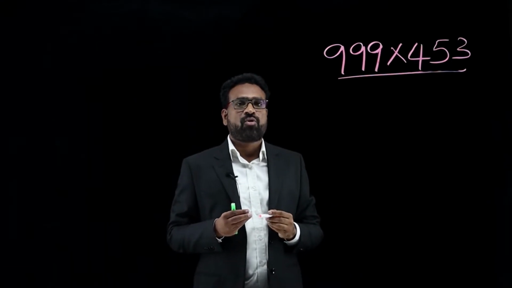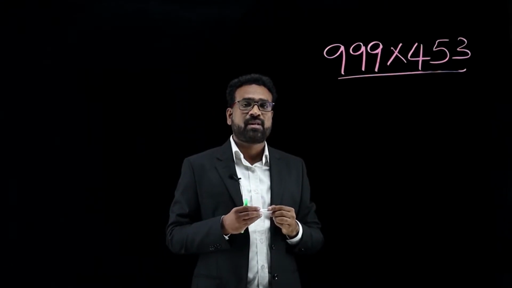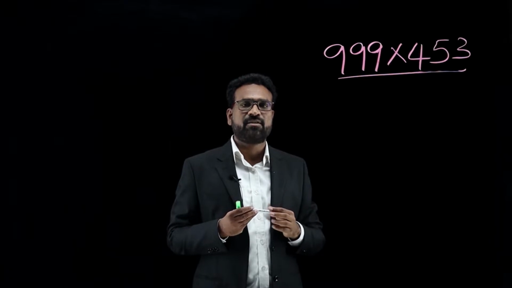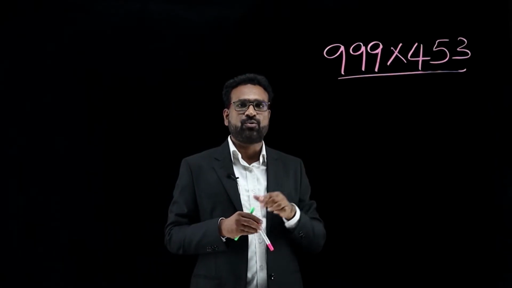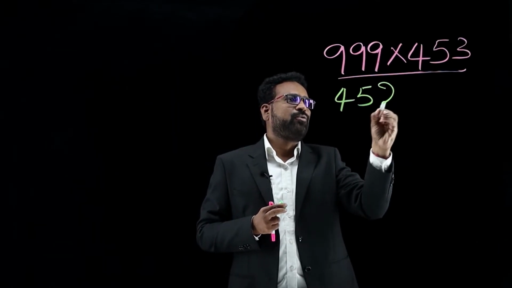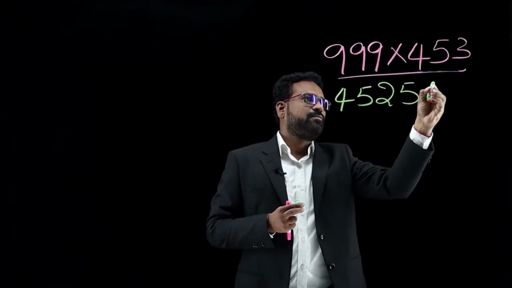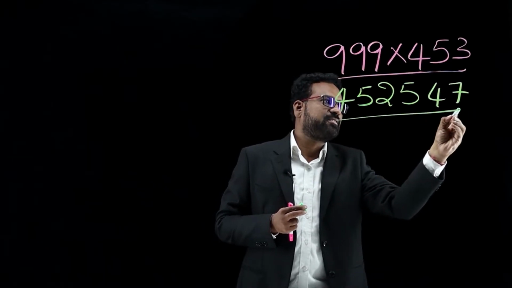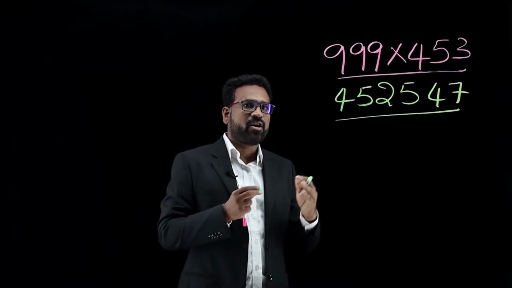999 into 453. See, kids will take 1 or 2 minutes time to solve this problem. But by using Vedic mathematics method, we can solve this problem in less than 2 seconds. Let's check my speed here. Answer is 452 547. This is the answer. Now I explain how I got this answer.